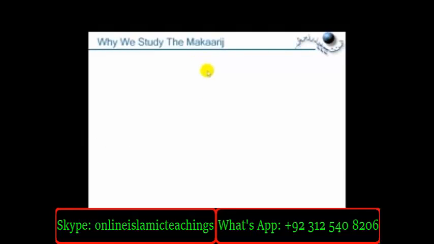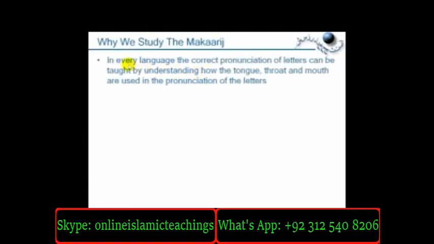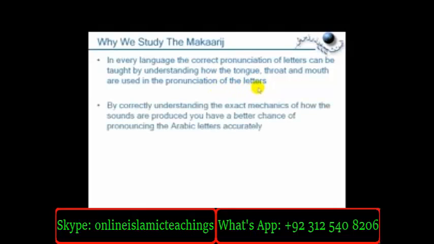Why will we study the makharij? In every language, the correct pronunciation of letters can be taught by understanding how the tongue, throat and mouth are used in the pronunciation of the letters. So this is important. Most languages, when you're really trying to understand how to pronounce properly, you have to go into the detail. By correctly understanding the exact mechanics of how the sounds are produced, you have a better chance of pronouncing the Arabic letters accurately.